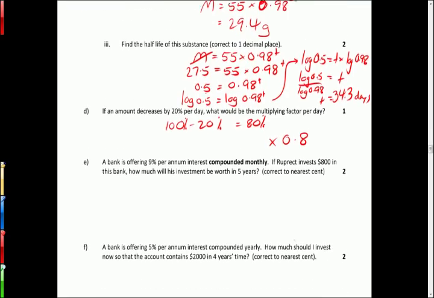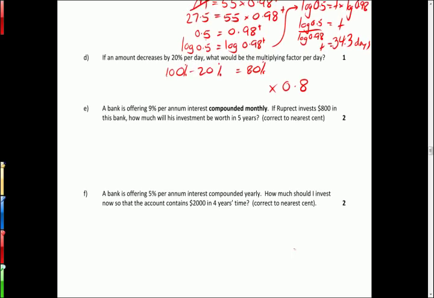Do as you feel. A bank is offering 9% per annum interest compounded monthly. That's in bold because in these interest questions, whatever rate it's compounded by, we convert everything to it. So I'm just going to scan the question. If Ruprecht invests $800 in the bank, how much will his investment be worth in 5 years? Compounded monthly, I don't care about 5 years. If there's 12 months in every year, 5 12s, that's 60 months.